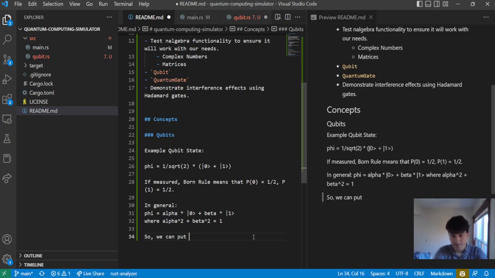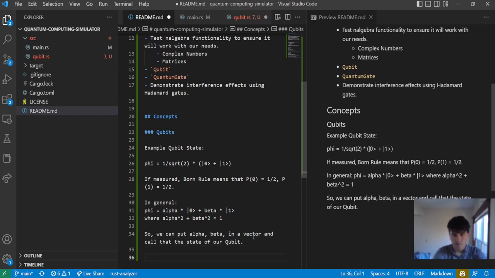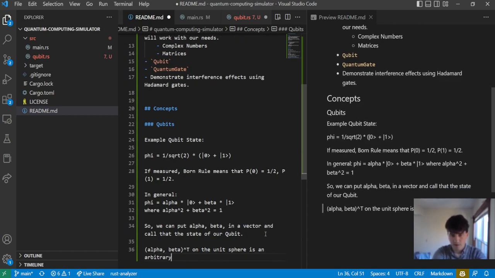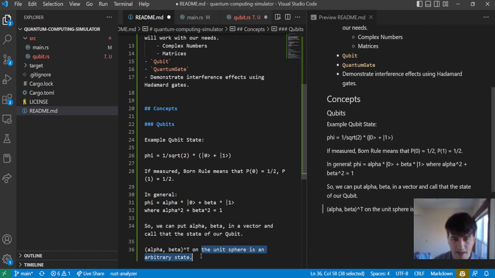Oh, and the other thing to say there is, we can put alpha, beta in a vector and call that the state of our qubit. So alpha, beta, transpose, on the unit sphere, where alpha squared plus beta squared equals one, just means we're on the unit sphere, is an arbitrary state. And so this is how we want to model it.